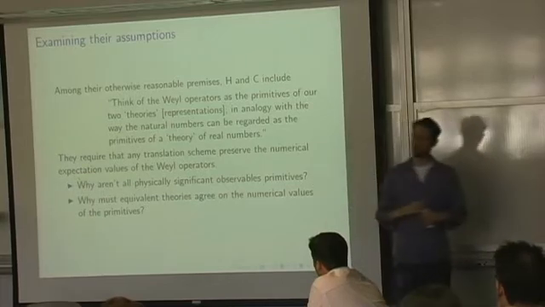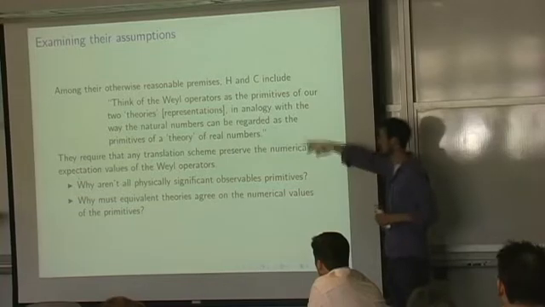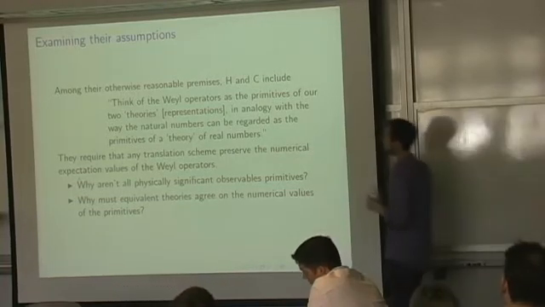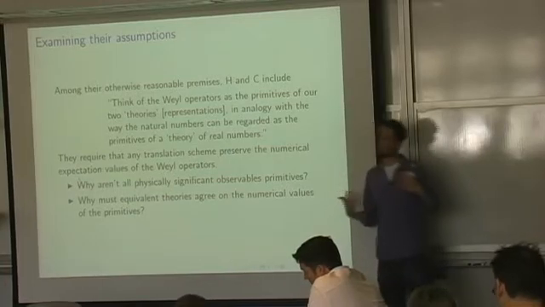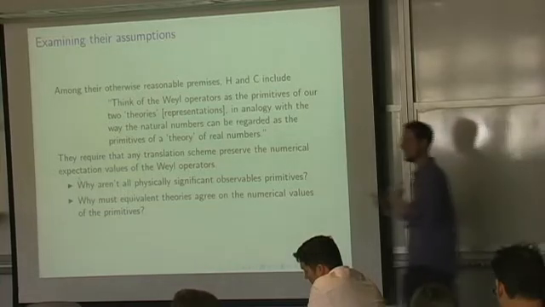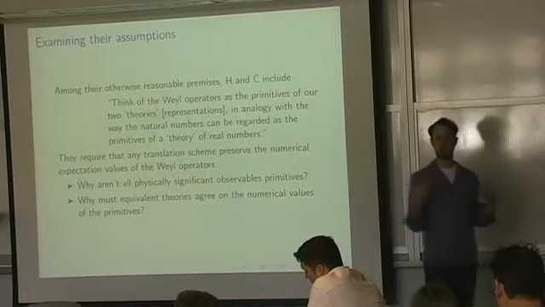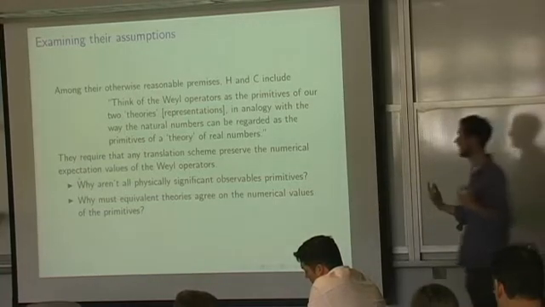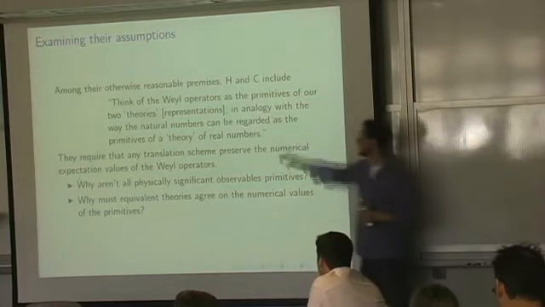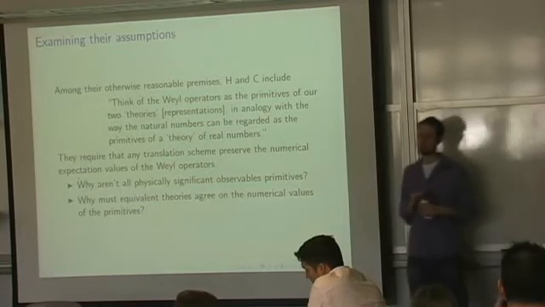I think that Halvorson and Clifton have included among their otherwise reasonable premises the following unreasonable premise. They say, look, when we're translating between two representations, we should do the following: think of the Weyl operators. That is, the operators that live in this Weyl algebra that's included in all the representations, right? The physical quantities that are held in common by all the different representations. They say, think of those as the primitives of our two theories, which are the representations, in analogy with the way the natural numbers can be regarded as the primitives of a theory of real numbers.